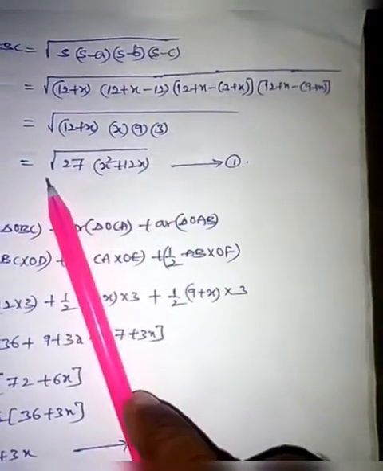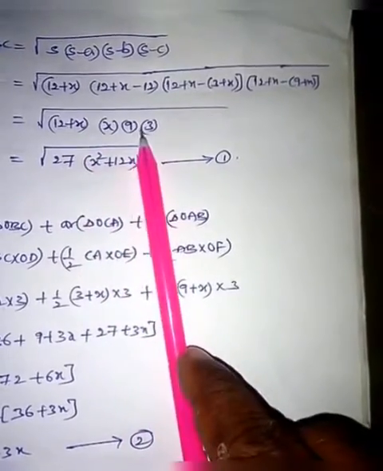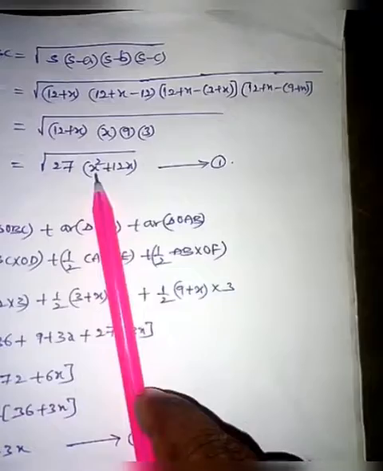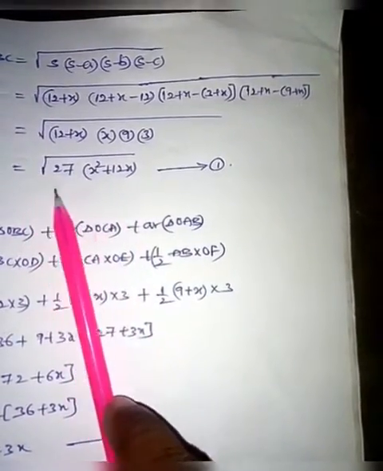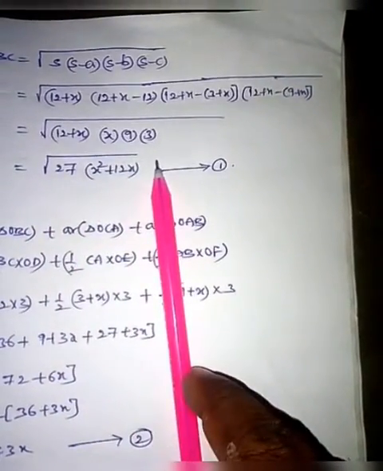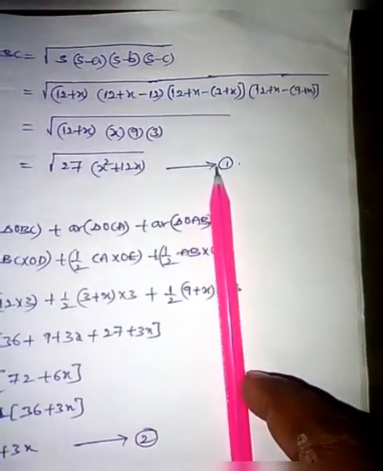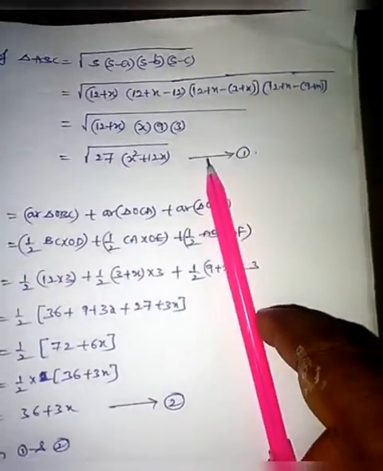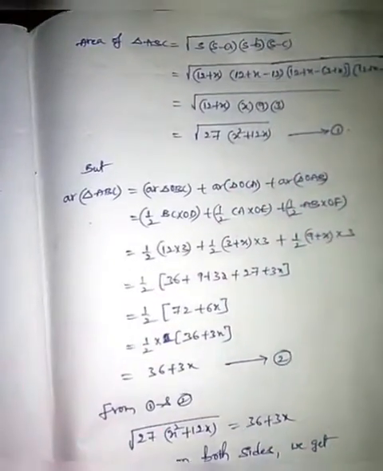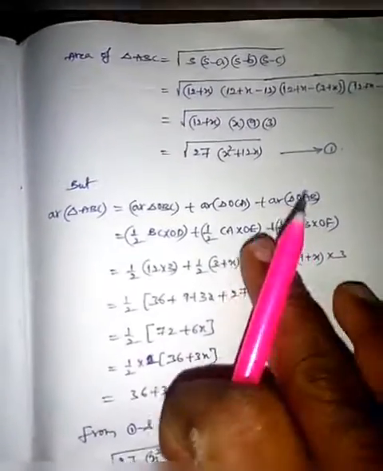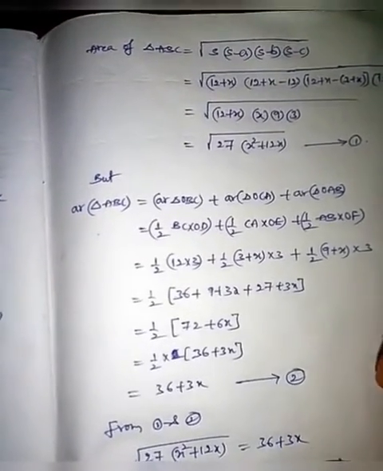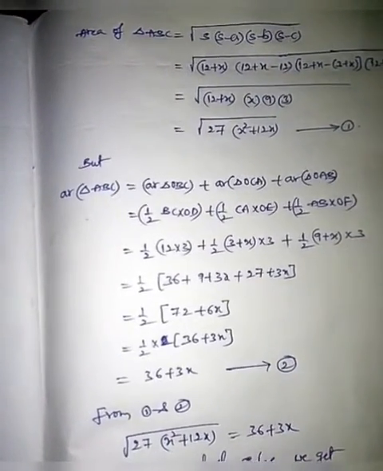If you simplify further, 9 threes are 27, x into 12 is 12x, x into x is x squared. So finally the answer will be square root of 27 into (x squared plus 12x), and name this equation 1. This is the area of triangle ABC by using the formula square root of s into (s minus a) into (s minus b) into (s minus c).